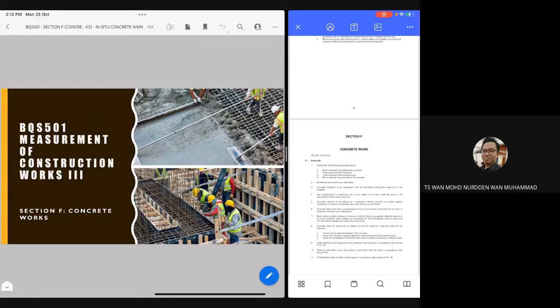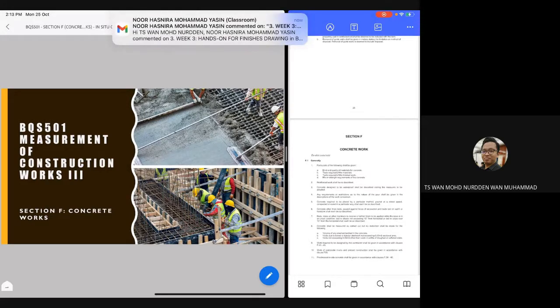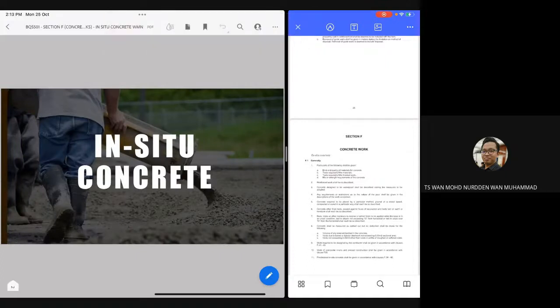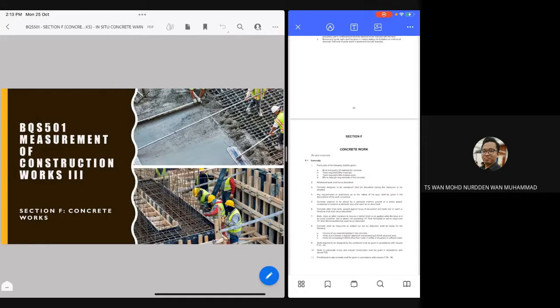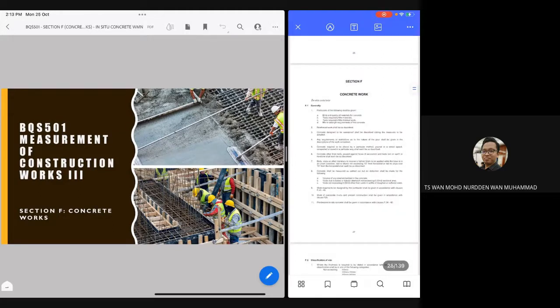Okay, last week we discussed up to section D. We only covered section D for excavation, earthwork and excavation. But for this week we have started with section F, a new section, which is on concrete works. Section F, according to the SMM, is on page 27. Okay, page 27. We start with that, in situ concrete.